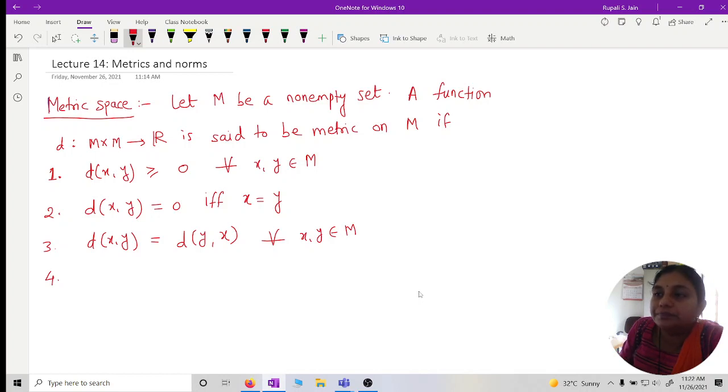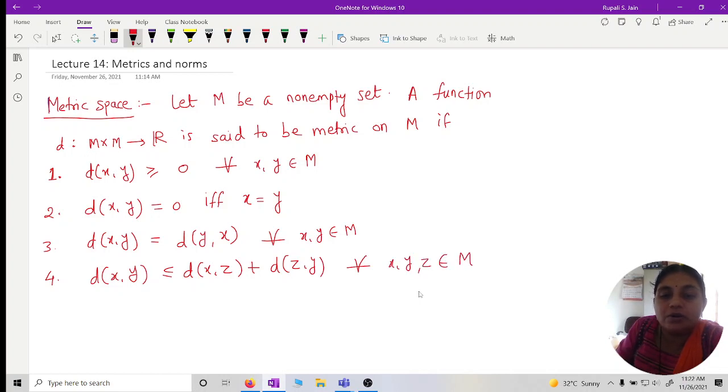And what is the fourth one? Triangle inequality. Distance of x,y is less than or equal to distance of x,z plus distance of z,y for every x, y, z belongs to M. So this d is called a metric function, a metric on M, and a set together with this d, the pair M with this distance function, is called a metric space.